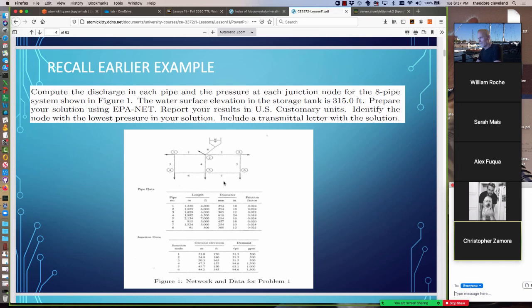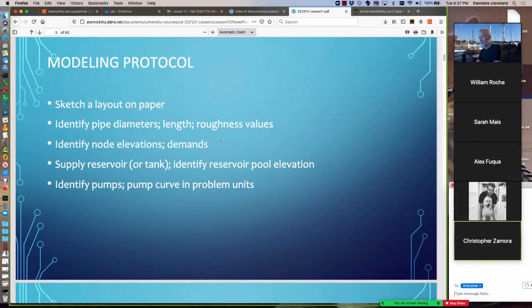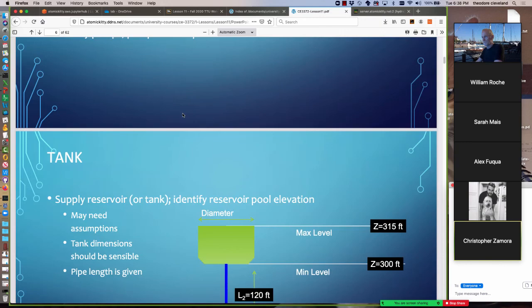When that is a question that we want to ask, we would have to look at something called the extended period simulation method. So recalling our modeling protocol, we sketched layout on paper, pipe diameters, length, roughness values, node elevations, demands, supply reservoir, pool elevation, and pumps and pump curves. So that's the protocol that's appropriate for single period simulation.